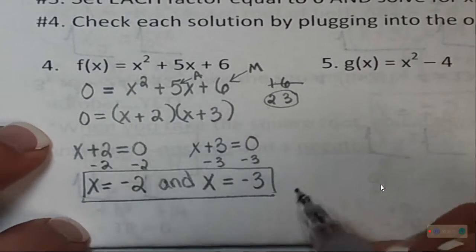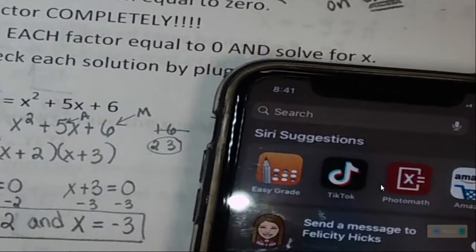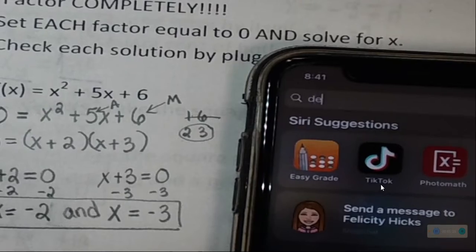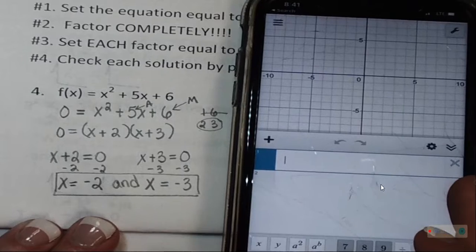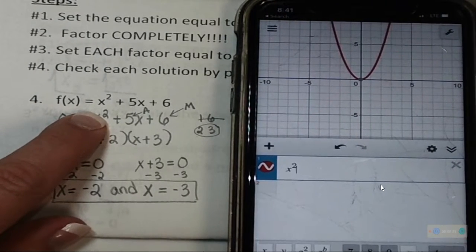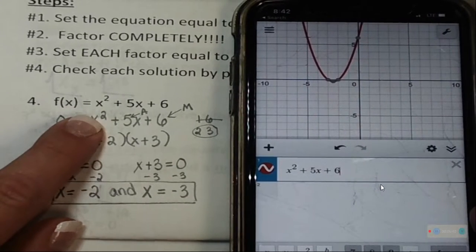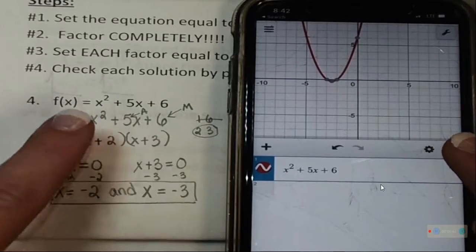Now, I just solved some algebra. Where would those two numbers show up on my graph? On the x-axis. On the x-axis, those are my x-intercepts. I want to show you that, okay? So I'm going to take my phone, and I'm going to take this app I have on here. It's a graphing calculator app. It's called Desmos. And I'm going to zoom out for a second. I am going to type in this function right here. So I got x squared plus 5x plus 6. Okay? Now, that's the same function, right?